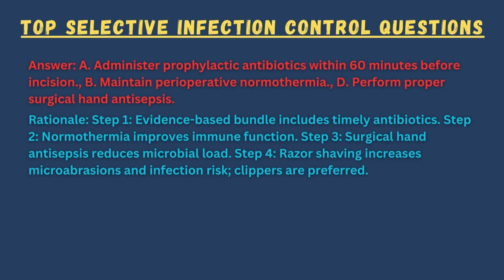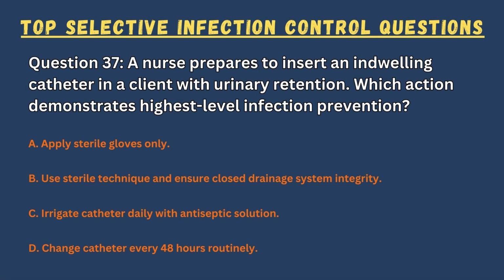Rationale. Step 1. Evidence-based bundle includes timely antibiotics. Step 2. Normothermia improves immune function. Step 3. Surgical hand antisepsis reduces microbial load. Step 4. Razor shaving increases microabrasions and infection risk. Clippers are preferred.